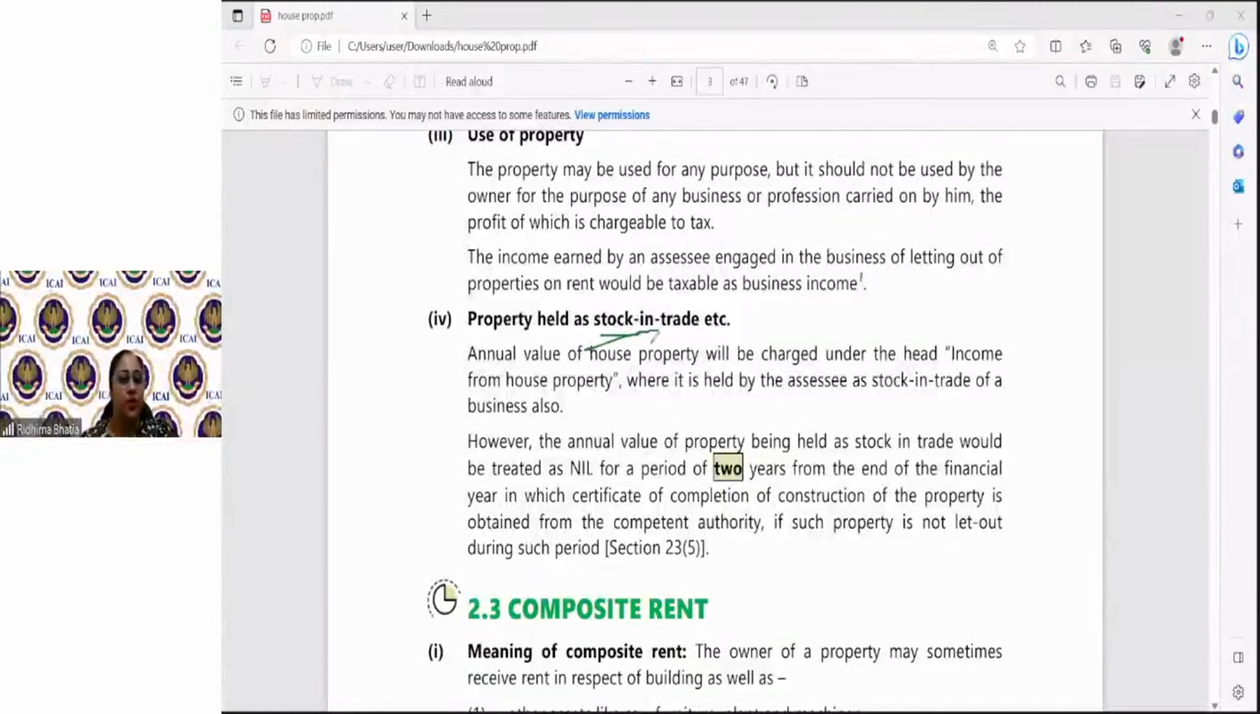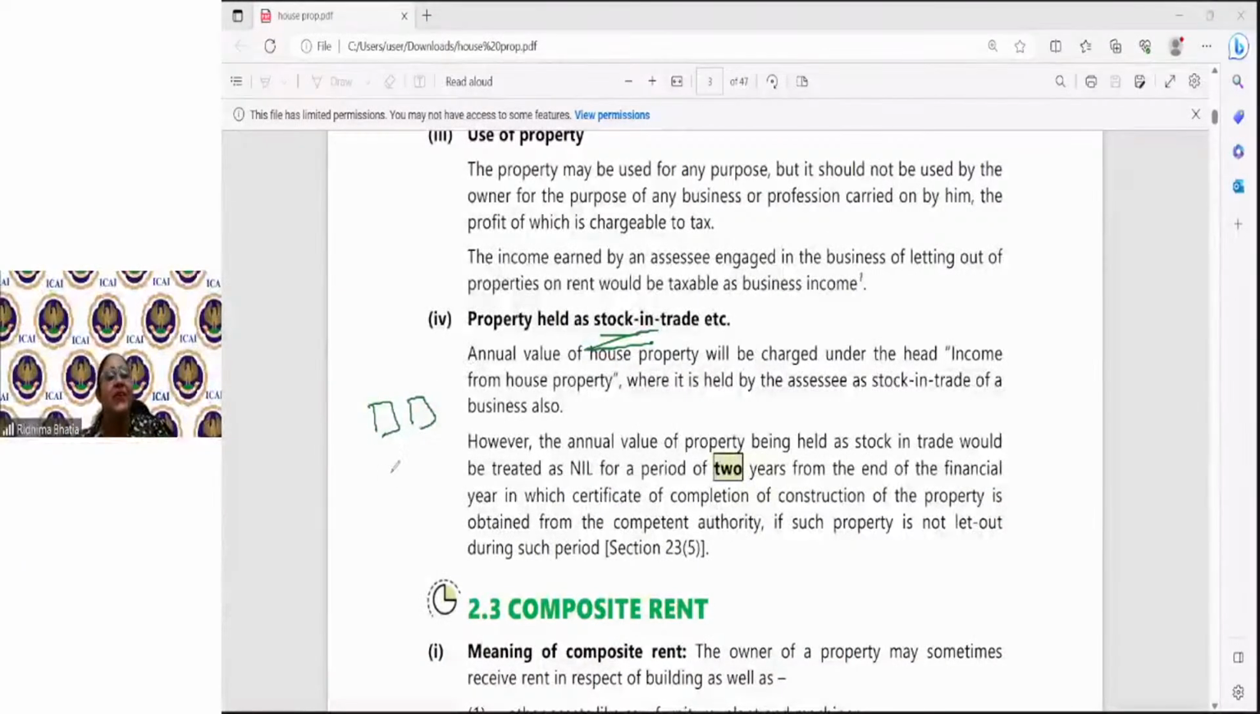Property held as stock in trade. Matlab, here we are talking about builders who have built properties. उनके लिए properties are they stock in trade? क्योंकि वो उसको बेचेंगे, and on that they will get the income, right? So when properties are held in stock as stock in trade, I'm a builder. I have built 10 flats. Okay. Now these flats are my stock in trade. We agree on that? Because I'm into the business of building the buildings.